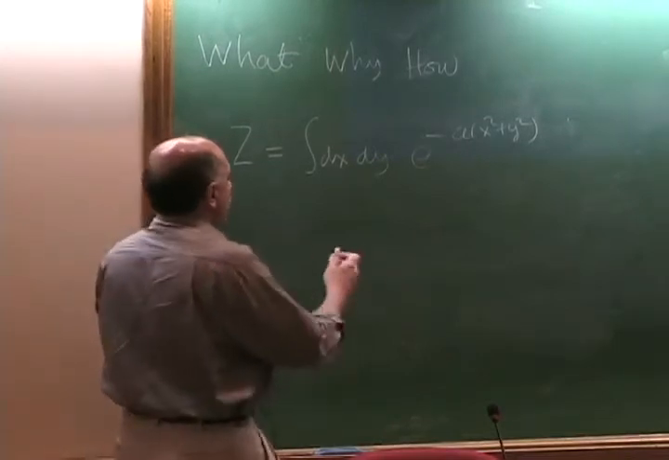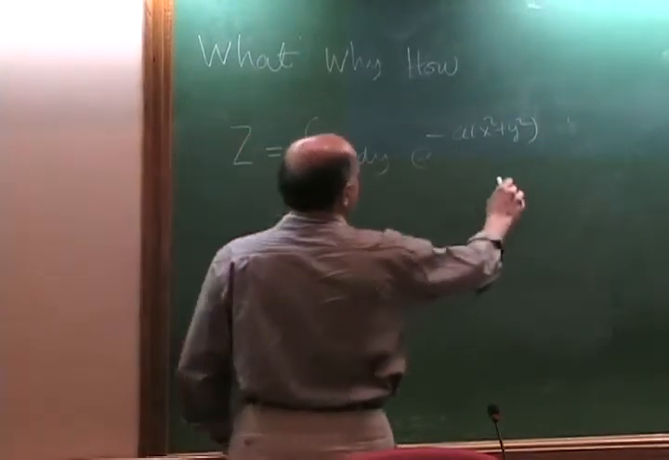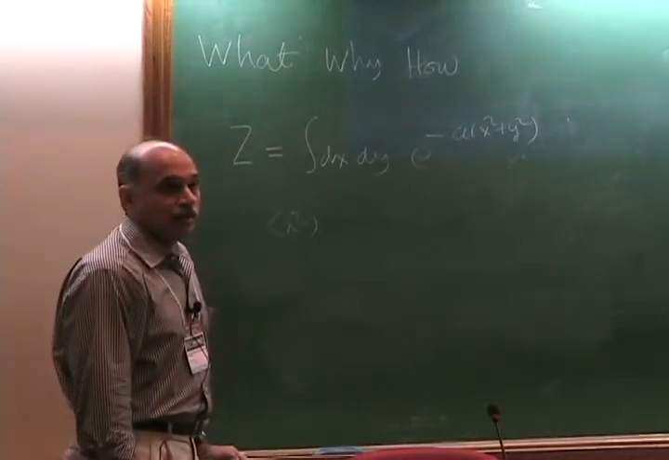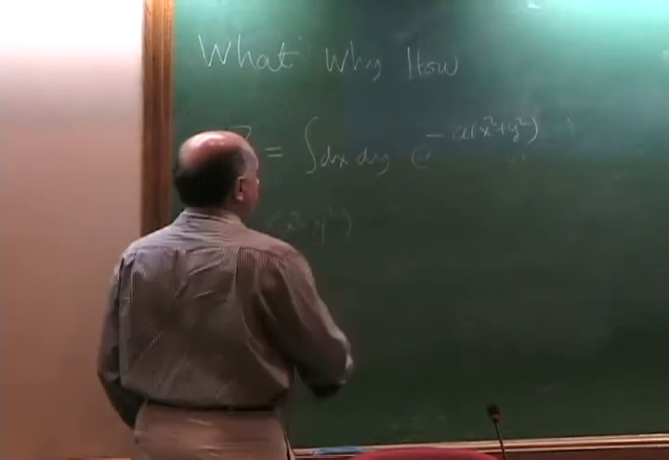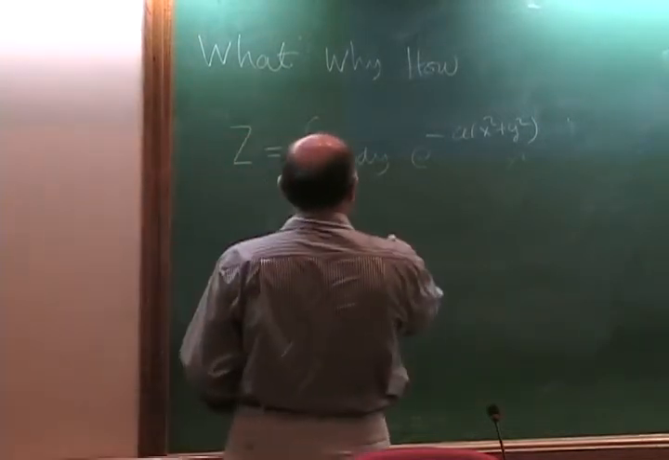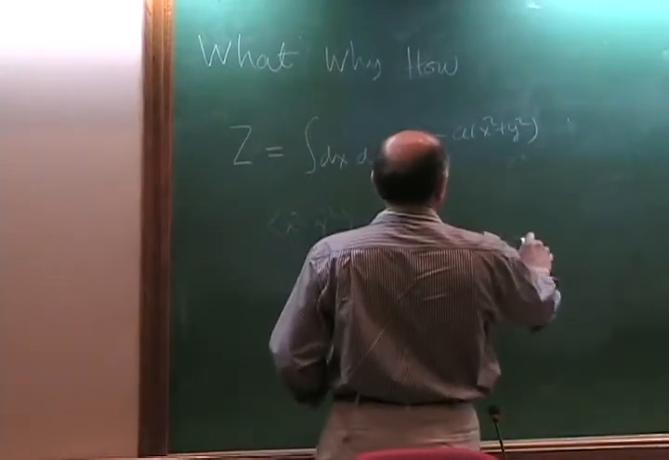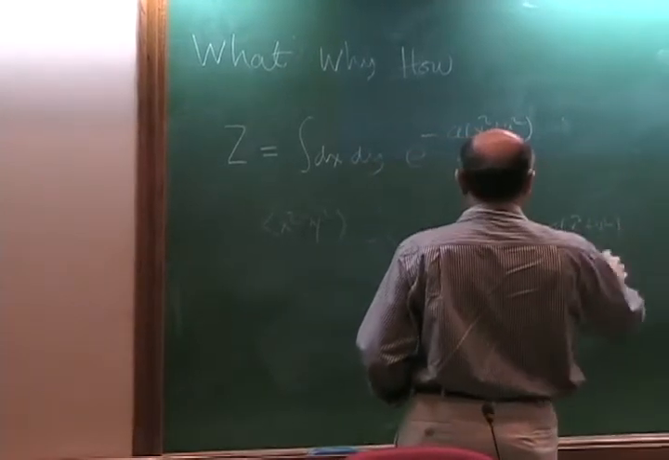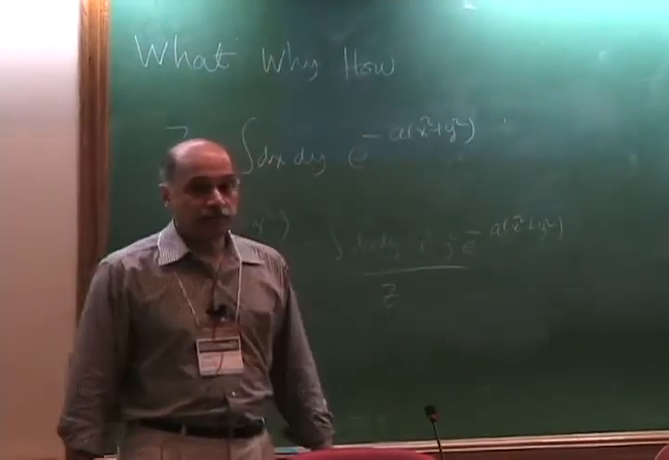Then what you will want is some averages. You may want the average of x squared. Then you know what to do. Put an x squared here, do the integral, divided by Z. I think we all know how to do that. Or a y squared, or an x squared y squared. We can do all of it. Right? If you want the average of x squared y squared, you will do dx dy x squared y squared e to the minus a times x squared plus y squared, divided by Z. It's a product of two integrals. You can do both of them.